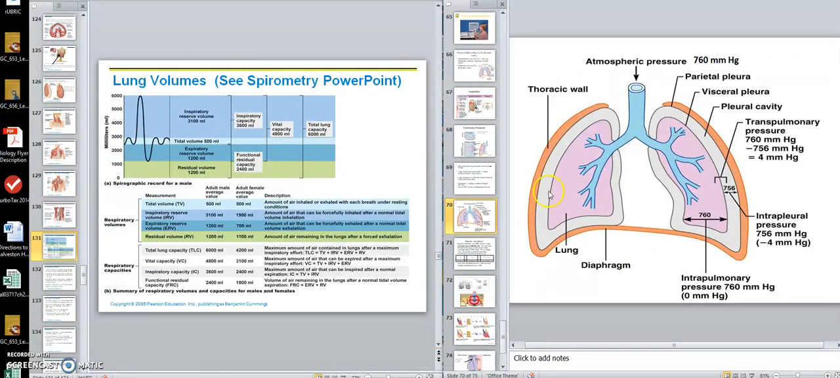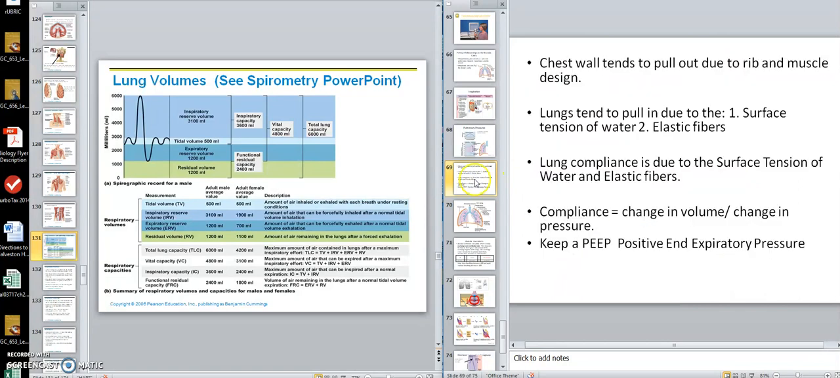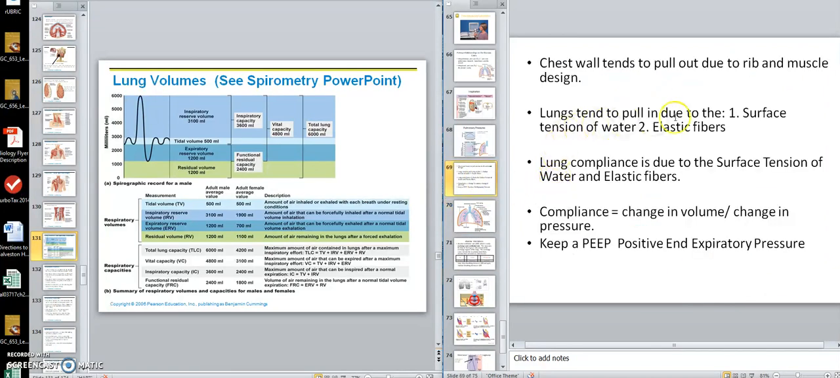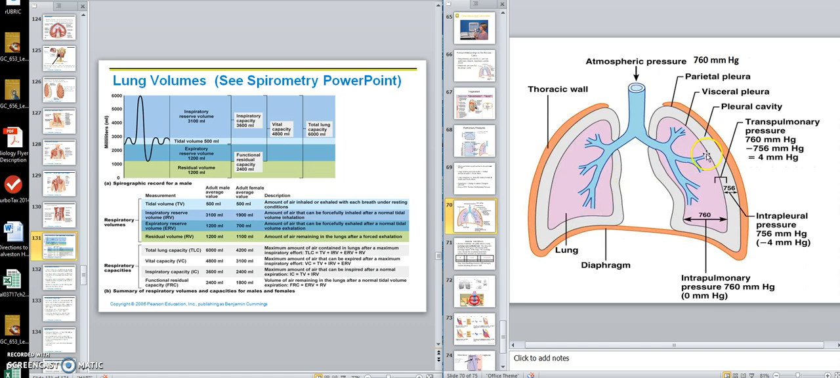Now, I want to look at the space now, right here. Now this goes also with Boyle's law. The natural tendency of the chest wall is to pull out. The natural tendency of the chest wall is to pull out. Why? Due to the rib and muscle design. So that pulls out. The natural tendency of the lungs is to pull in. Why? Because of the surface tension of water and elastic fibers. So the natural tendency of the lungs is to pull in, and the natural tendency of the wall, again, you're sitting there resting, nose and mouth open, is to pull out. That makes a space in here, kind of a larger space.